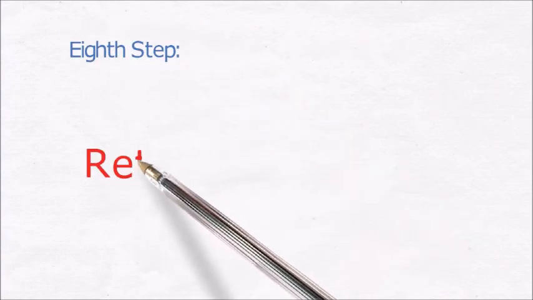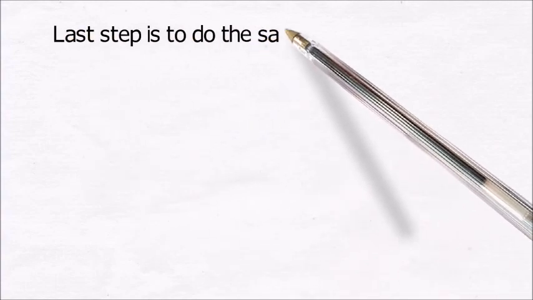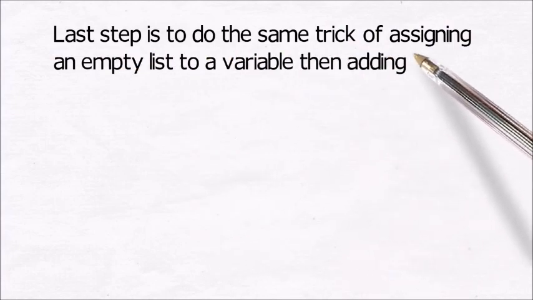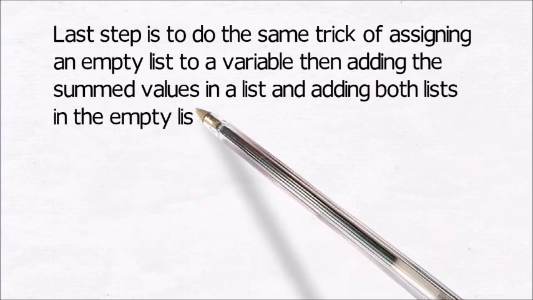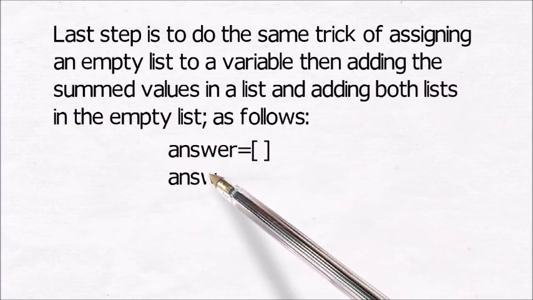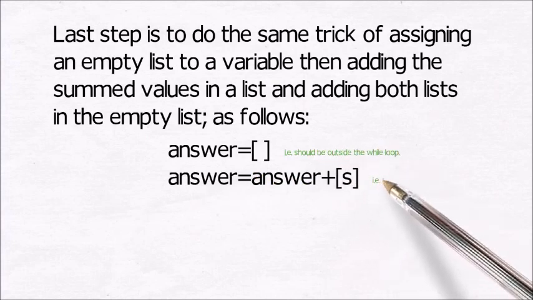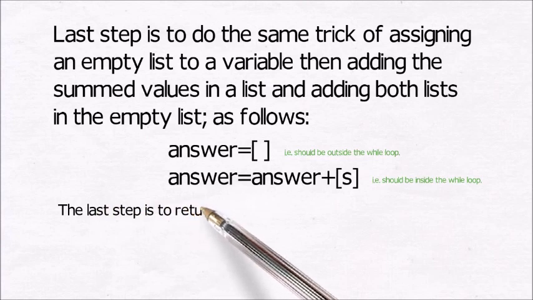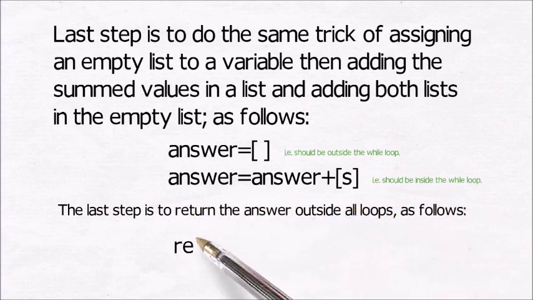Eighth step and the last one is to return the final value. The last step is to do the same trick of assigning an empty list to a variable, then adding the summed values in a list and adding both lists in the empty list as follows. We shall call it answer. In this empty list we add: answer equals answer plus list of S. The last step is to return the answer outside all loops as follows. Return answer. The final code is as follows.